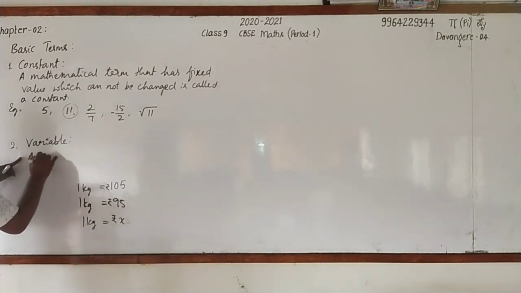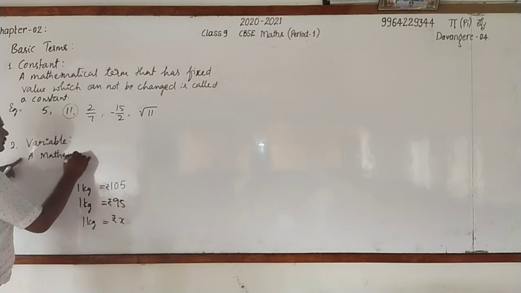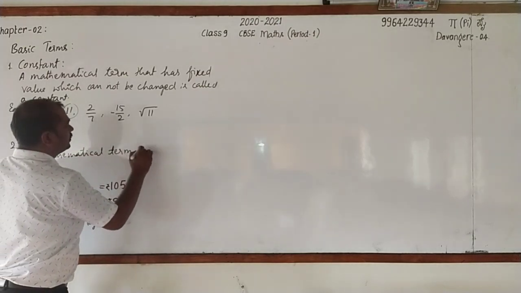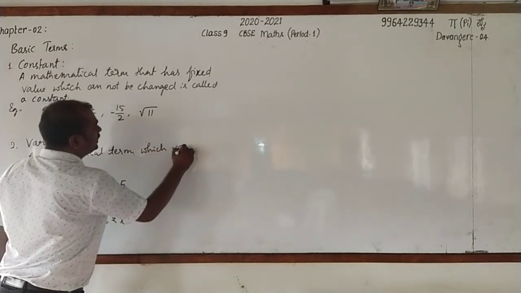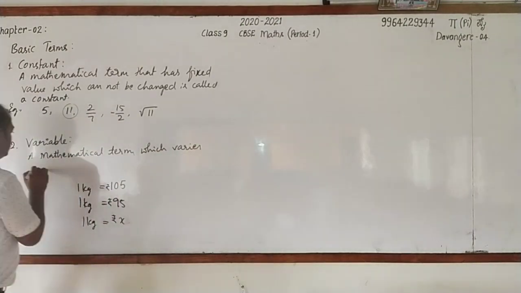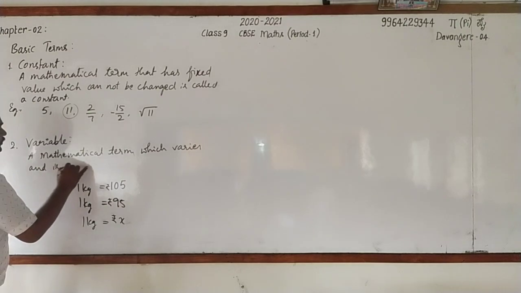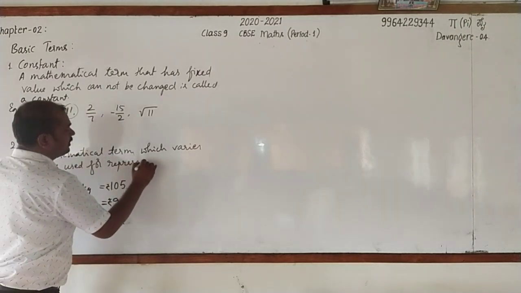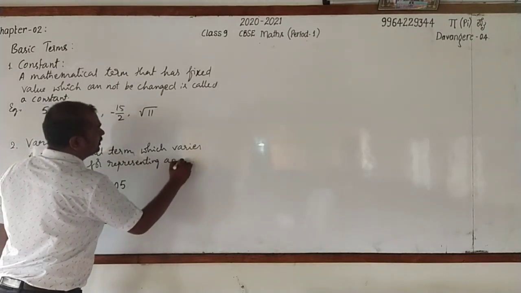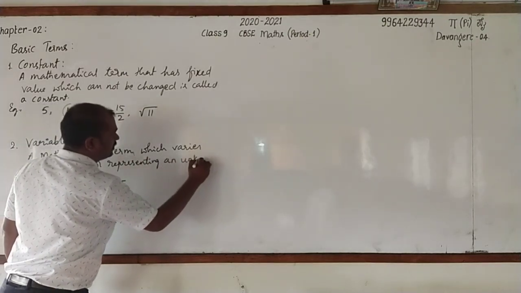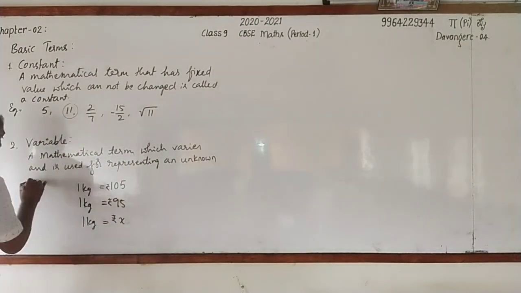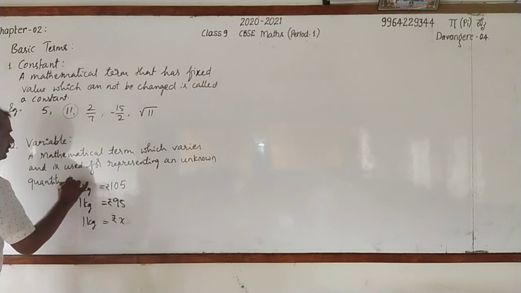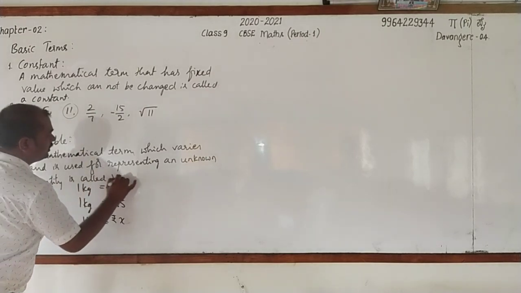So now let me go for writing the definition of variable. Here I'll write a mathematical term which varies and is used for representing an unknown quantity is called variable.